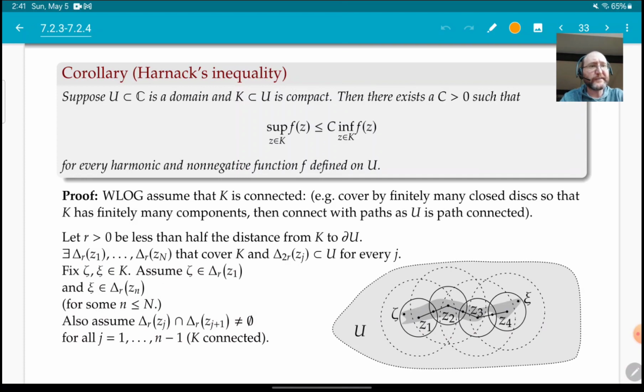The picture is the following, right? So I have zeta over here, so zeta is in the Z1 disk, and then we find some Z2 disk, some Z3 disk, some Z4 disk, and xi is in the Z4 disk. And there could be other disks around as well. We don't have to use all the disks. If xi was somewhere closer, we'd probably use fewer disks. Like if xi was over here somewhere, then we would only use two disks, let's say, right? But we can always get there with finitely many disks, and there are at most capital N disks.